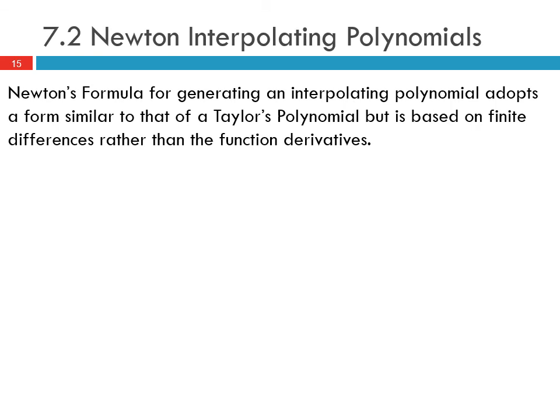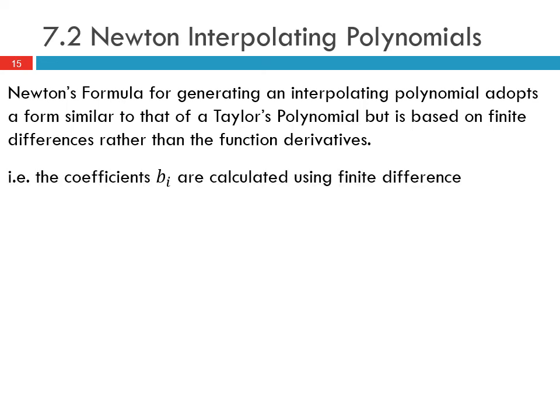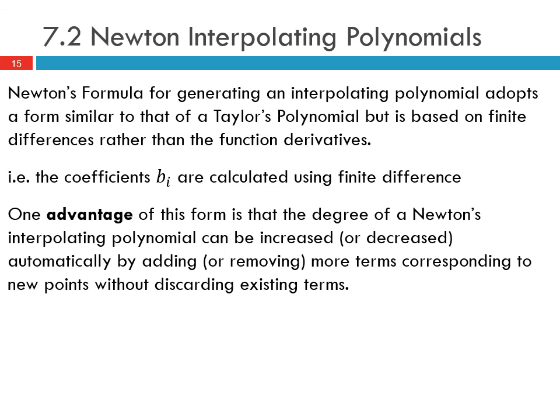So Newton's formula for generating an interpolating polynomial adopts a form similar to that of Taylor's polynomial, as you may have noticed, but it is based on finite differences rather than the function derivatives. So the coefficients bi are calculated using finite differences. One advantage of this form is that the degree of a Newton's interpolating polynomial can be increased or decreased automatically by adding or removing more terms corresponding to new points without discarding existing terms.